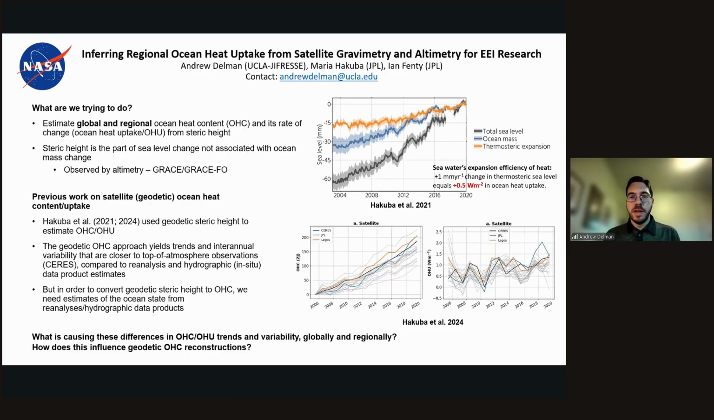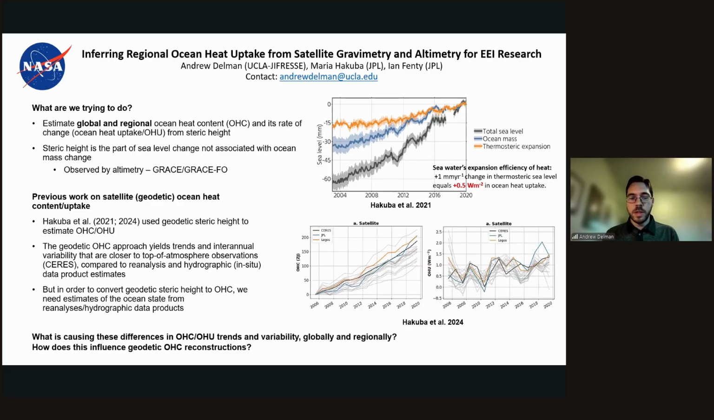There's been some previous work by Maria Hakuba with this approach, using the geodetic, satellite-based steric height to estimate OHC and OHU, and you get results that are very close to the results from top of atmosphere measurements. But there are some details that need to be tended to here, because in order to get from steric height to OHC, you need estimates of the ocean state. Satellites don't give you the profile of density in the ocean. So we need to estimate these from reanalyses or models or hydrographic data products.